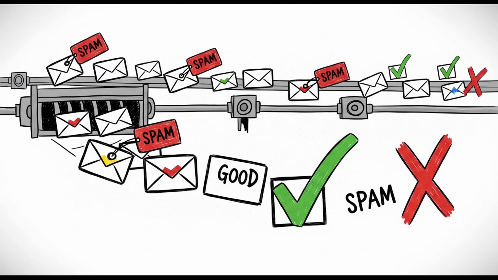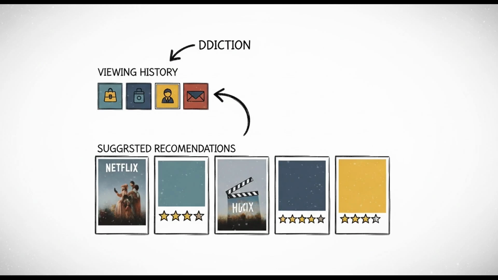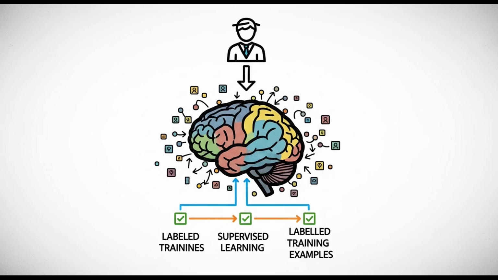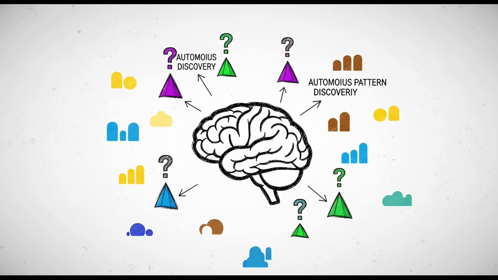This is how email spam filters work. This is how Netflix predicts what you want to watch. This is how banks detect fraudulent transactions on your credit card. All supervised learning.